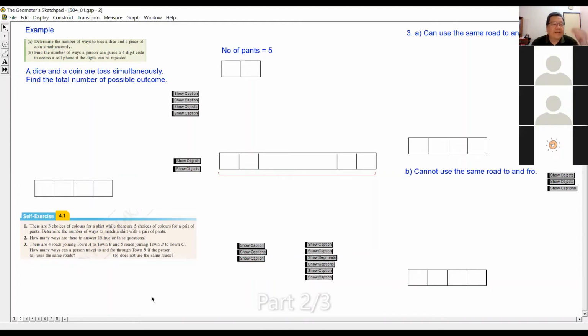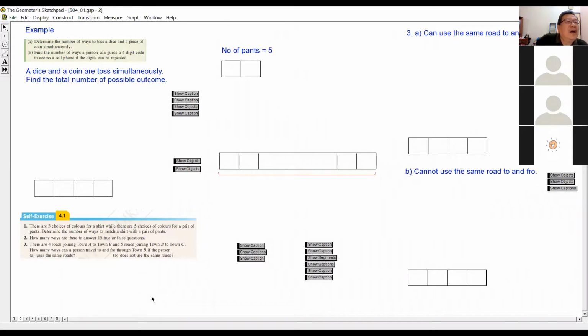Okay, now this example is from your textbook. Okay, Li Ying, you read, because the other two, they dare not talk. So Li Ying, okay, you please read number A.